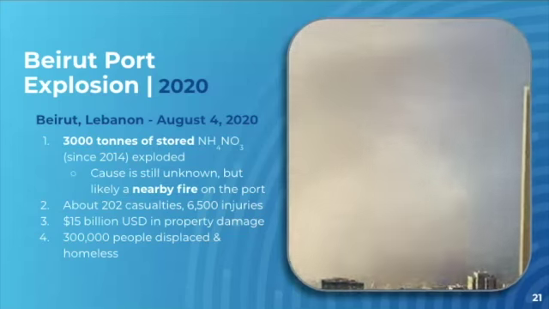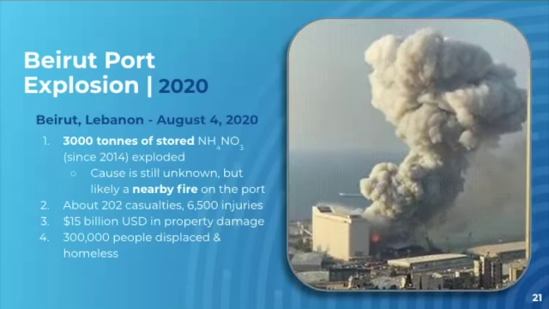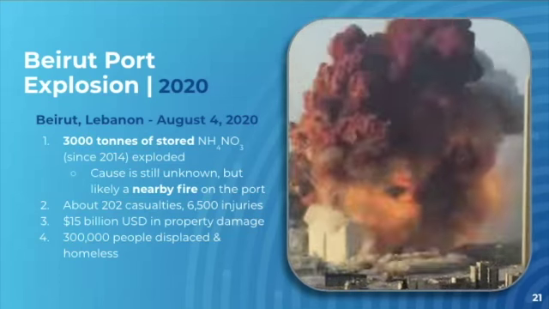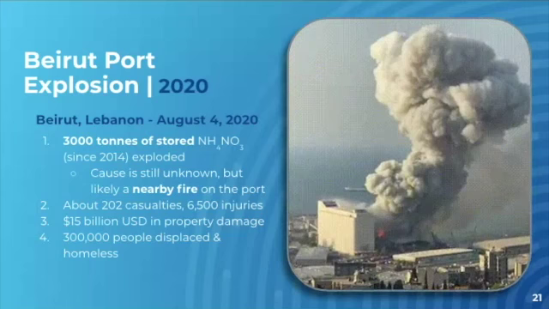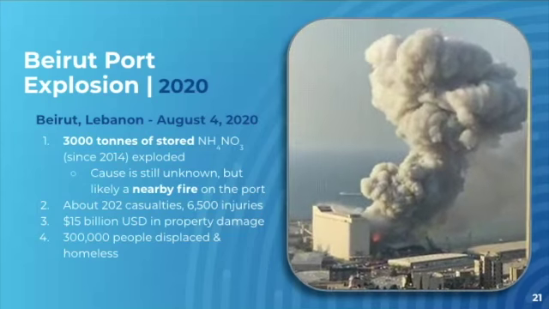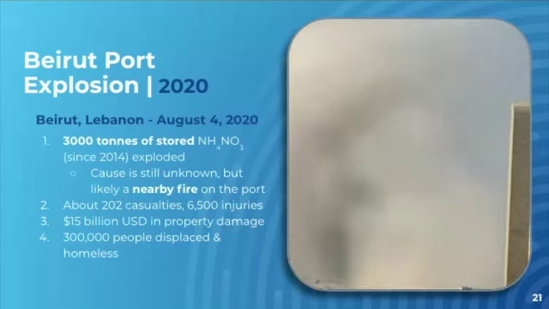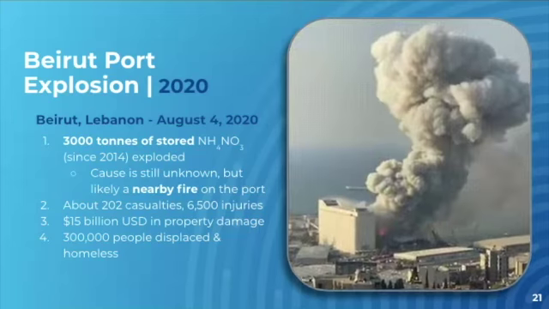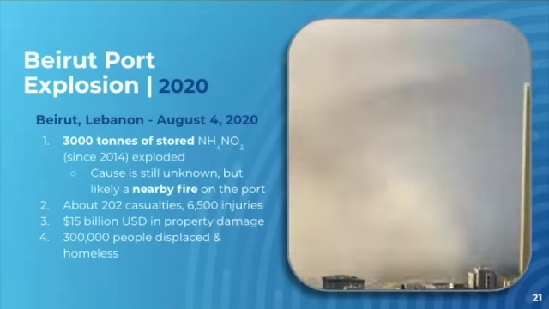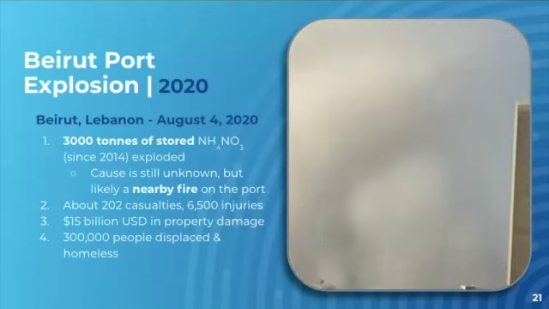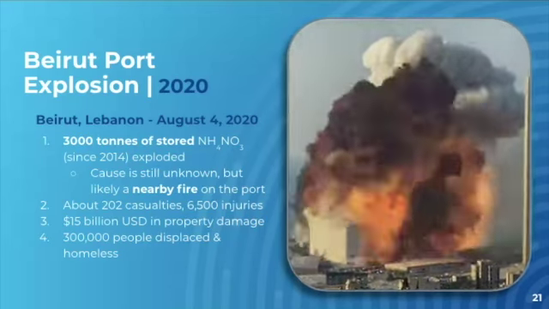There were over 202 casualties as of now and about 6,500 injuries. Property damages are estimated to be around 15 billion USD, imposing a tremendous economic strain on the city. Moreover, 300,000 people are now left homeless. The main cause of the explosion and the fire is still under investigation. However, it is significantly blamed on the negligence of port officials that were monitoring the storage of the substance.